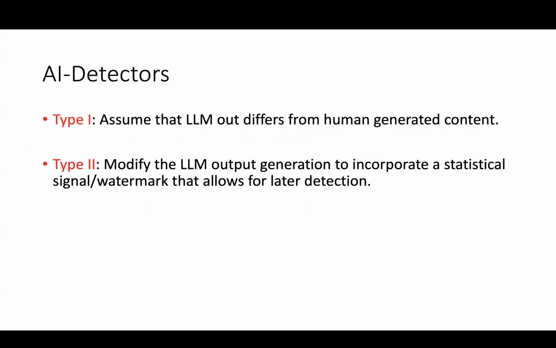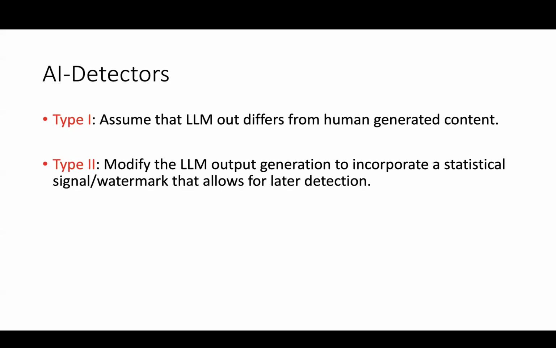Okay, so at a high level, there are two kinds of Gen AI detectors that exist. The first assumes that for an LLM, or more broadly any Gen AI model, the output is going to be statistically different from human-generated content. That's an assumption you can make, that the output distribution is different. If that is indeed the case, then you can run another machine learning model to identify whether it's machine generated or human generated, so you can try to distinguish the two.